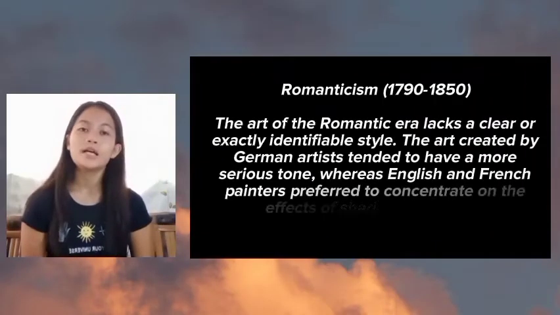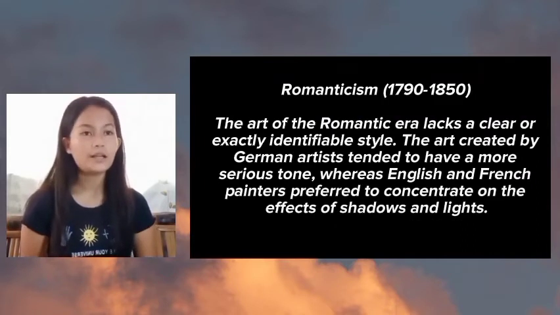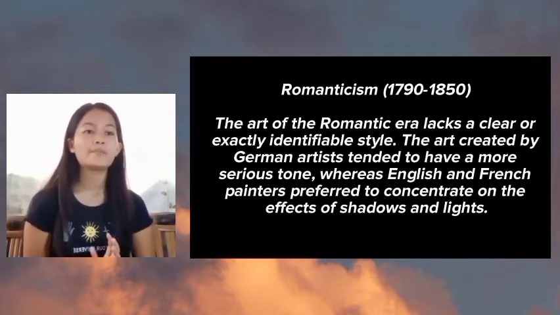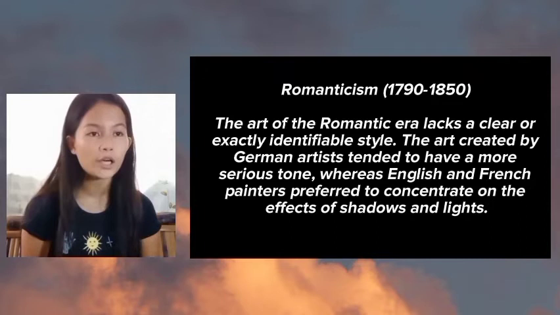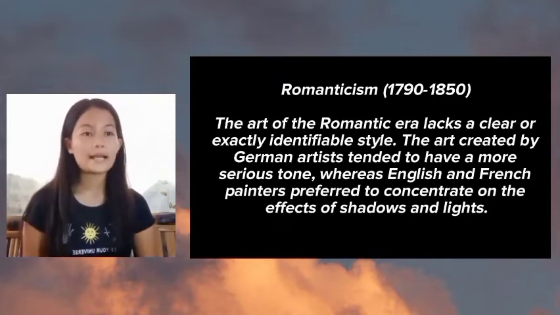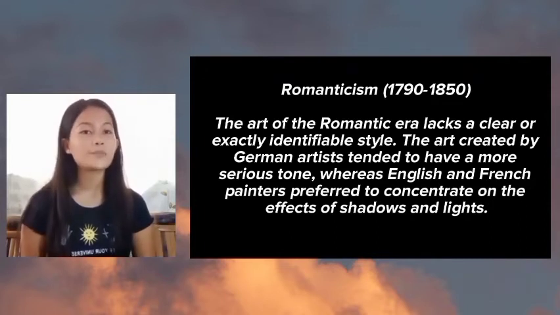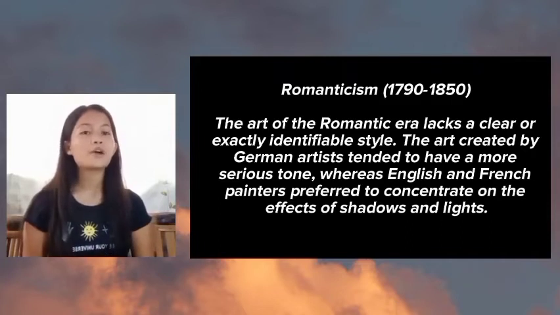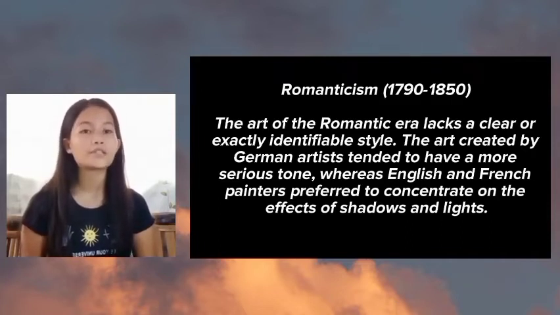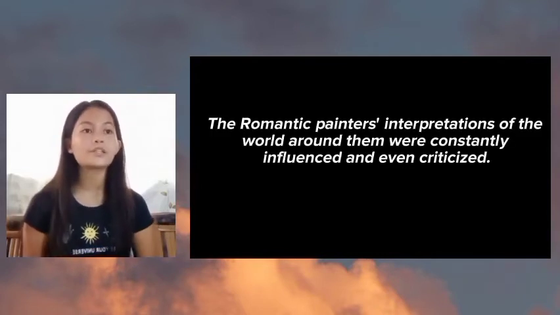Romanticism. The art of the Romantic era lacks a clear or exactly identifiable style. The art created by German artists tended to have a more serious tone, whereas English and French painters preferred to concentrate on the effects of shadows and lights. The Romantic painters' interpretations of the world around them were constantly influenced and even criticized.